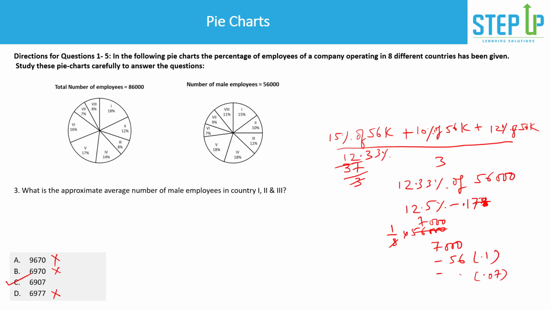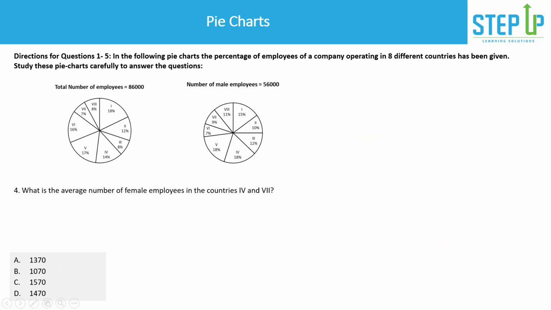So basically in this question, you have to find the average number of male employees in these 3 countries. The base is given, so we could have done 15 plus 10 plus 12, 37 by 3, which is 12.33% of 56,000. So you simply do that calculation, you get your answer. How you simplify 12.33, again there could be multiple ways to go about it. Whether you want to go 12.33 like 10 plus 2% plus 0.33%, it is up to you, whatever you can do faster. All right, let's move ahead.